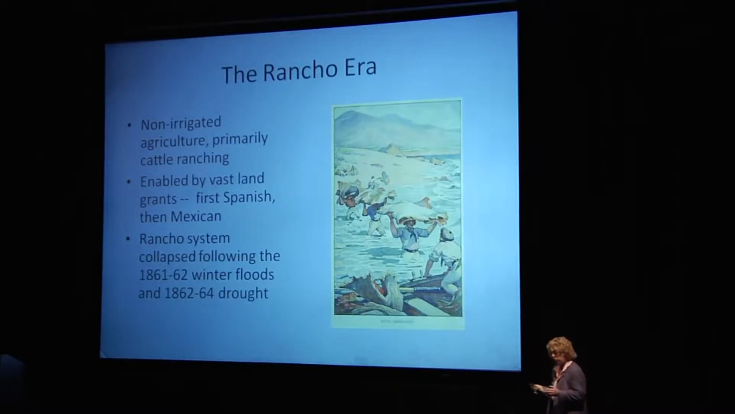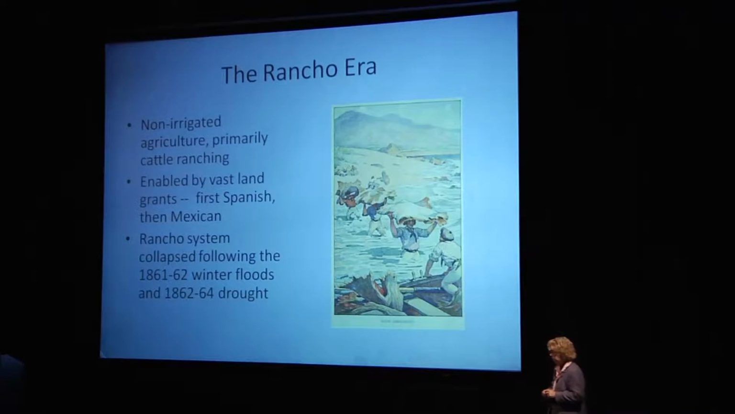However, this whole system was based on what we would call completely non-irrigated agriculture. They had no facilities to control water, move it around. They were just 100% dependent on whether it rained or did not. And to illustrate the variability that Kelly was talking about and the climate of the system, the rancho system collapsed very abruptly in the 1860s as a result of weather.